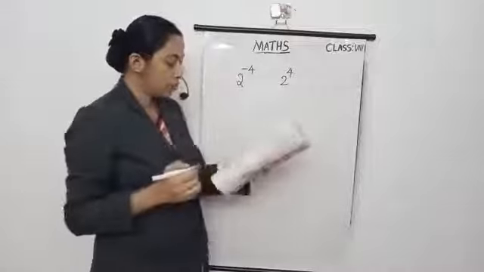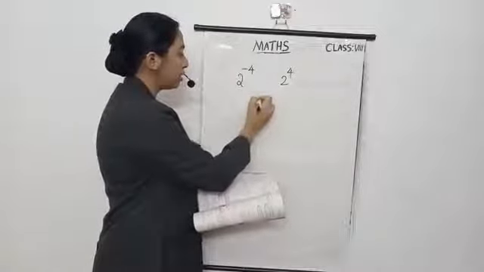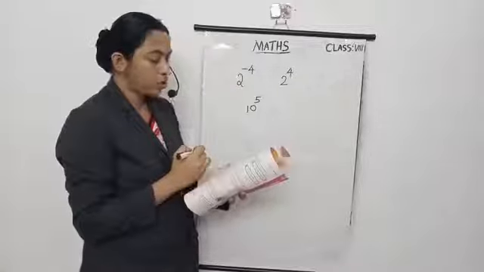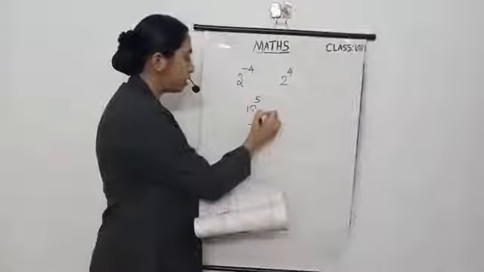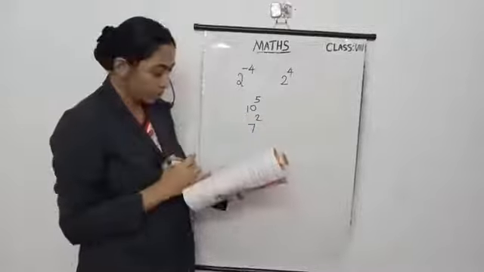Next is 10 raised to minus 5. Then its multiplicative inverse is 10 raised to 5. Third, 7 raised to minus 2. So its multiplicative inverse is 7 raised to 2. Just write its positive exponent.